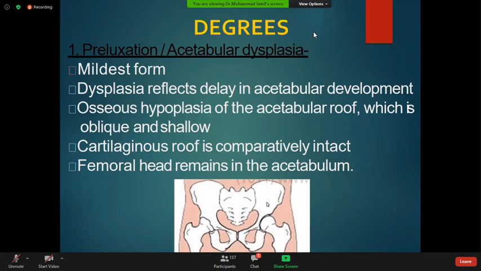It means this problem is in the acetabulum. The acetabulum is not properly formed, so it is dysplastic. If it is dysplastic, the acetabulum will not be deep and will become shallow. So the chances of subluxation or dislocation are more.